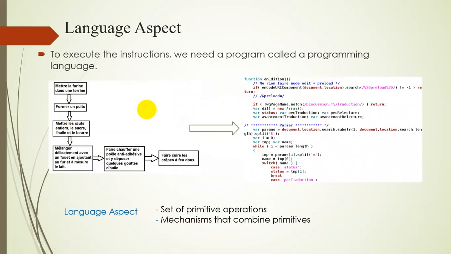So, language aspects. To execute the instructions, we need a program called a programming language. So we have to transfer this algorithm to instructions written in a programming language. A language has two points: a set of primitive operations, and mechanisms that combine these primitives.